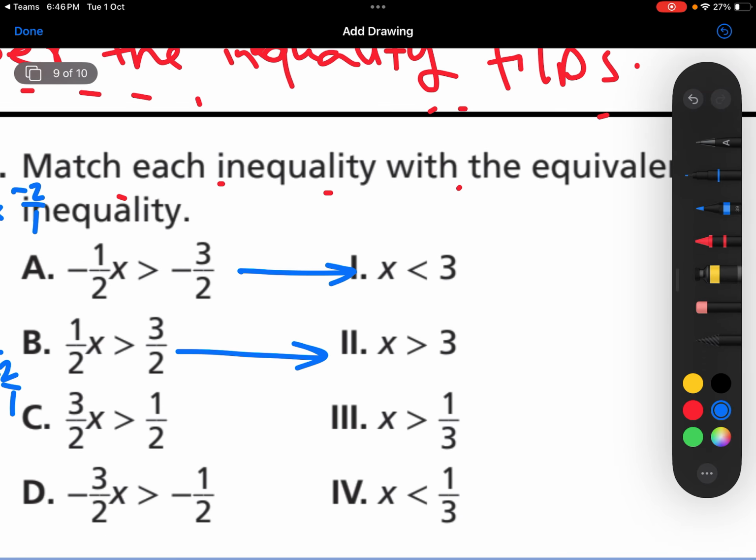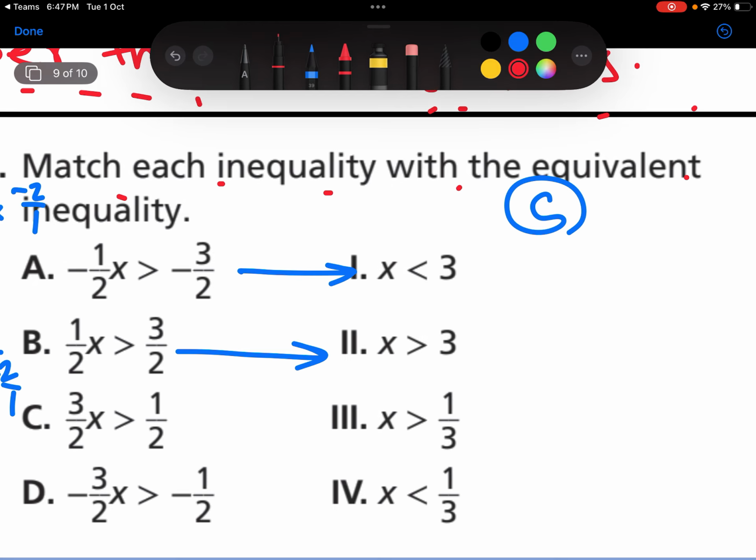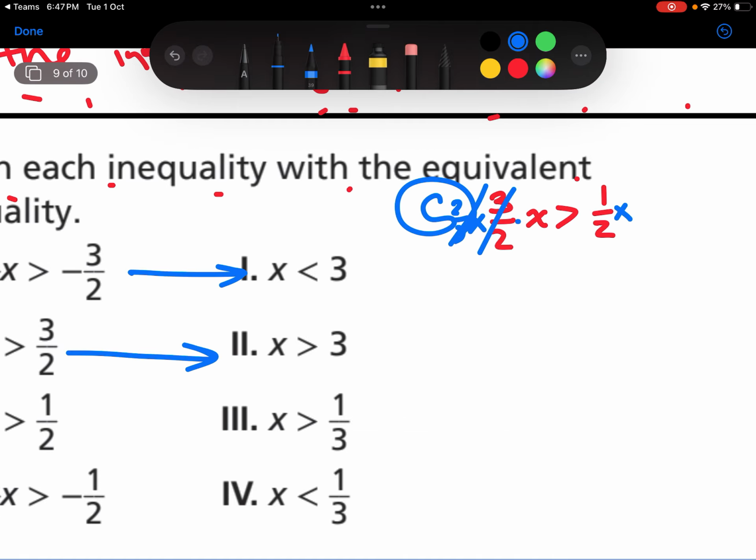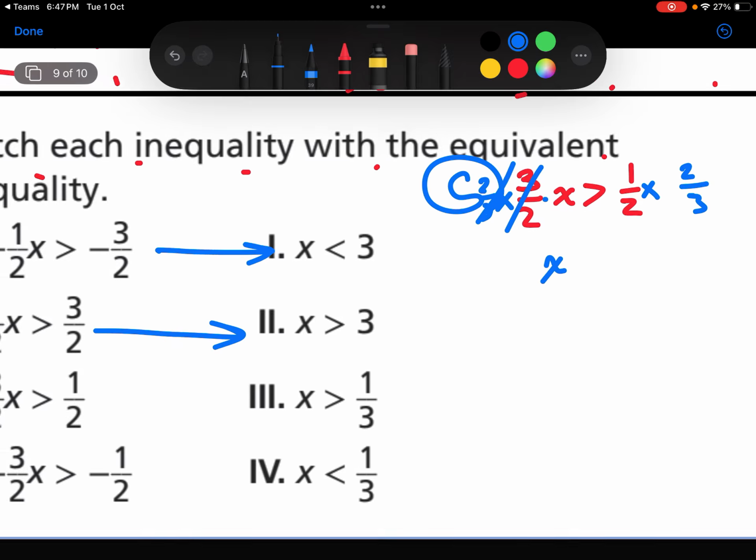C. C is what? They're saying that 3 over 2 x more than 1 over 2. To cancel the 3 over 2, I have to multiply by the opposite, 2 over 3. Cancelled. Multiply by 2 over 3. Now x is alone, and I multiplied by a positive number.